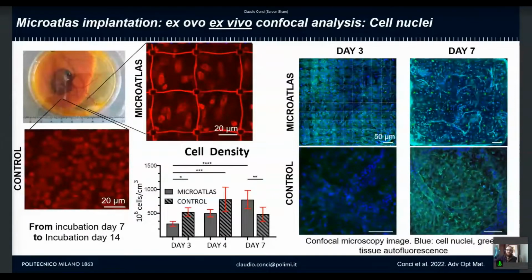48 hours of implant. In addition, cell infiltration inside the microscaffold showed a continuous growth till the 7th day after implantation, where the final reached density was more or less 1.5 times greater than untreated samples. In addition, as we can see from the confocal acquisition on the right-hand side, we can clearly state that tissue remodeling aimed at angiogenesis is giving rise to microcapillaries inside the Microatlas scaffold.